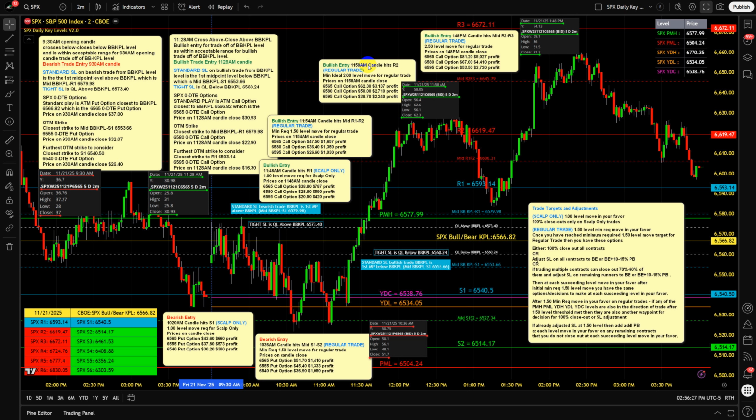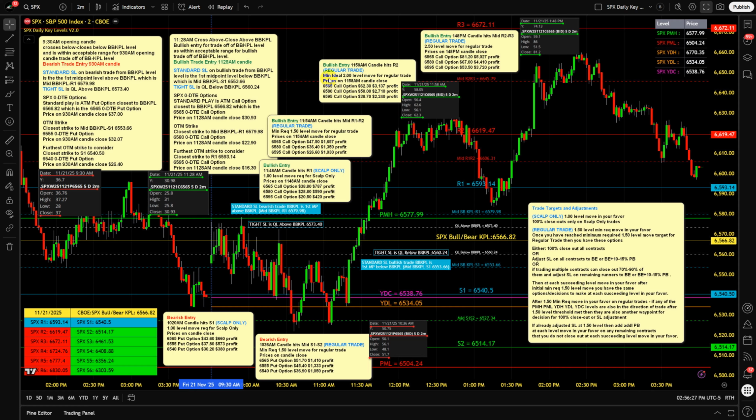Here at the 11:58 a.m. candle, which is this candle here, as you can see, this candle hit the R2 level. So now we have a 2-level move above the bull bear price level, which was the level we took the trade from. So again, 1-level move is the R1 from the level we took the trade from. Mid R1, R2 is the 1.5 level, and then R2 is going to be the 2.00 level move.